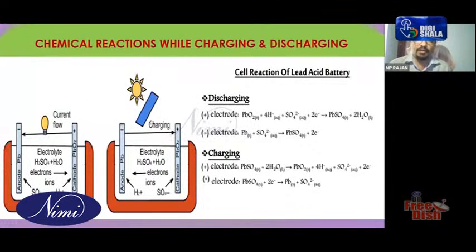In a fully charged battery, you can see the sulfuric acid content will be higher, and the lead peroxide plate will have a brown color. The positive plate will have a brown color, lead peroxide, and the negative plate will have gray color, the spongy lead. Okay, so this is what is happening. We can say this is the cell reaction inside a battery.